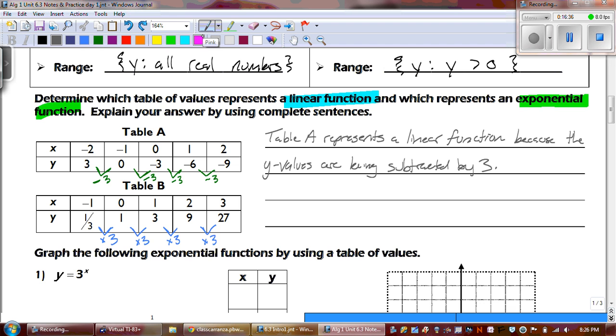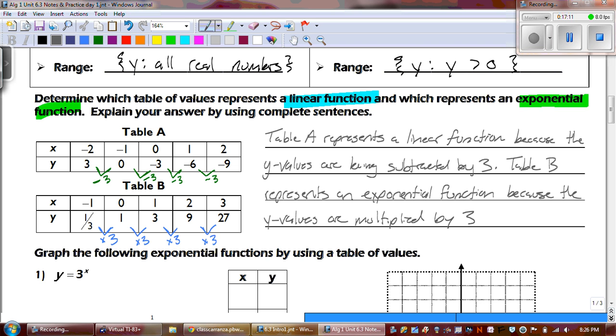Okay? And now continuing on, we have to say that table B represents an exponential function, and that is because the y values are multiplied by 3. Okay? That's something we expect you to write and be able to verbally tell us.